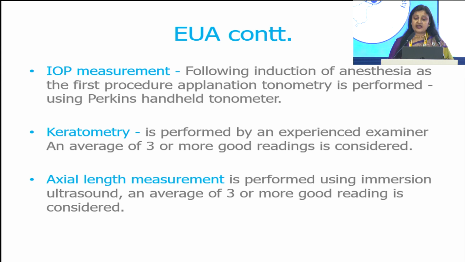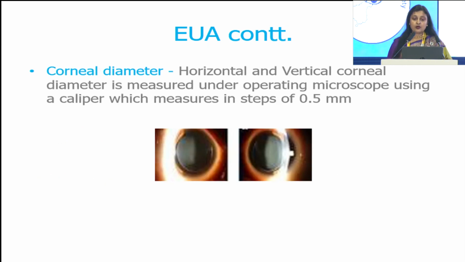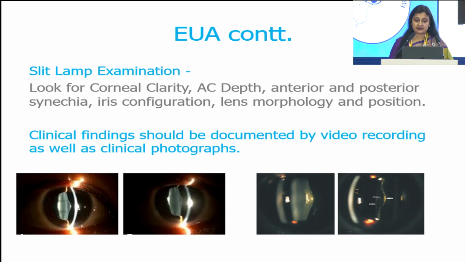Keratometry is performed by an experienced examiner and an average of 3 or more readings is considered. Axial length measurement is performed using immersion ultrasound and an average of 3 or more good readings is considered. Corneal diameter, both horizontal and vertical, is measured using the operating microscope with a caliper which measures in steps of 0.5 millimeter. Slit lamp examination looks for the corneal clarity, the anterior chamber depth, anterior and posterior synechia, iris configuration, lens morphology and position.